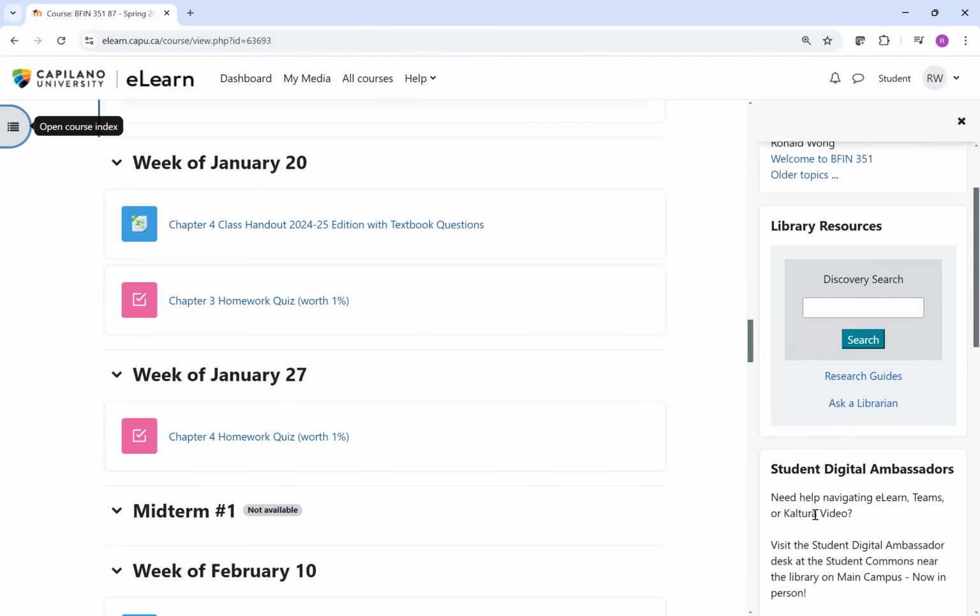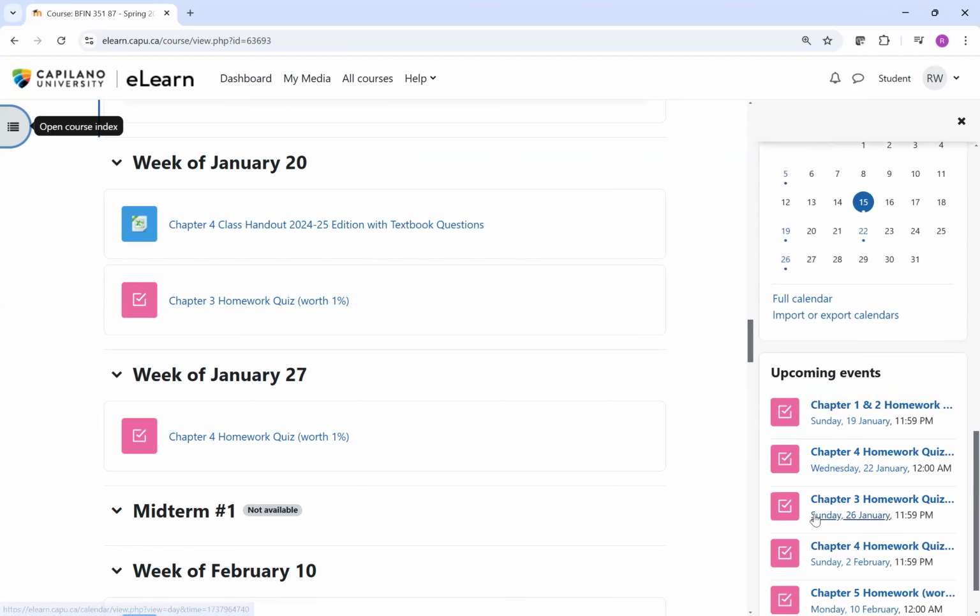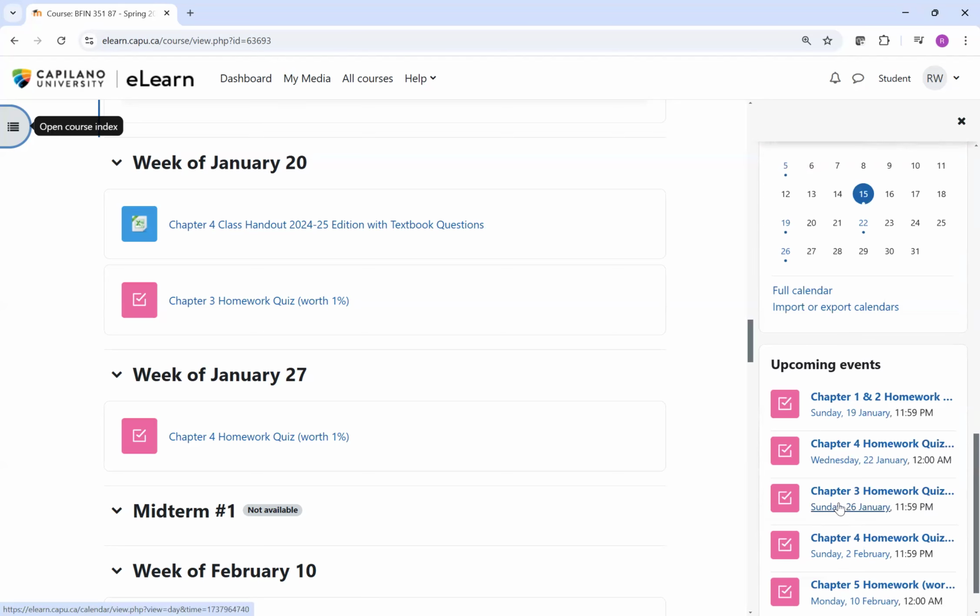The chapter 1 and 2 homework is due this Sunday. Chapter 3 homework will be due Sunday, January 26th, and then the chapter 4 homework due Sunday, February the 4th. So make sure you get the first homework done by this Sunday. There's only one attempt for the homework, but there's no time limit. So you can go in, look at the questions, just make sure that you input your answers and submit the quiz before the due date. And then on the Monday, the answers and marks will be released.